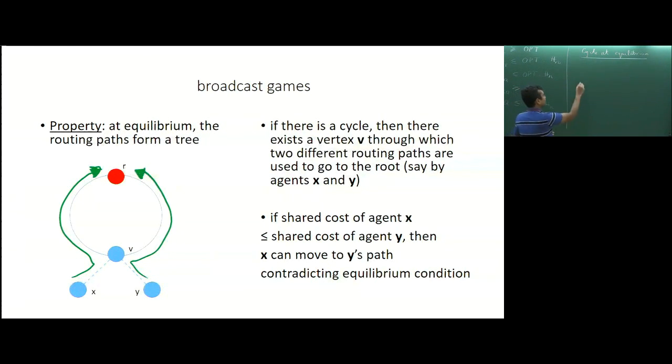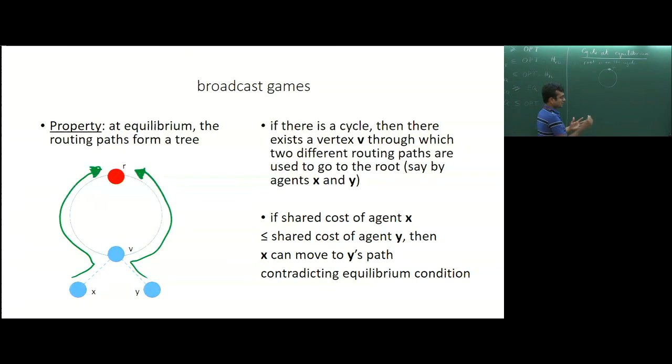So the first case is, what if my root is on the cycle? Okay, the root vertex itself is on my cycle. So here's my cycle, the root vertex sits here. What tells me that I can't have a cycle like this?